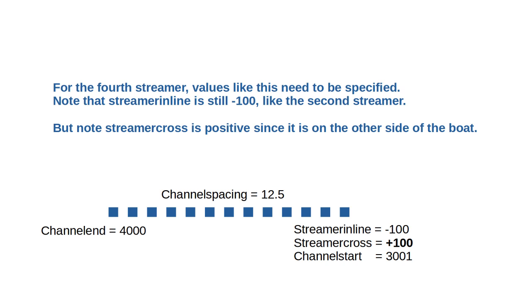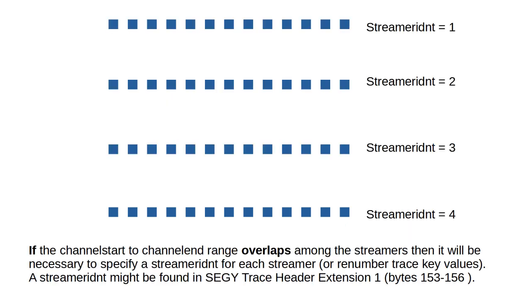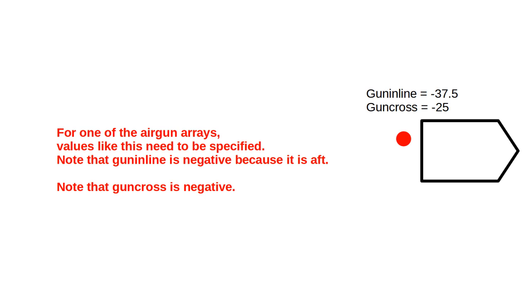If you are lucky, your traces will have completely different channel ranges for each streamer. If you are not quite so lucky, you may still find that your traces contain a streamer identifier. If not, you will have to renumber your channels or create a channel identifier somehow. You also need to define the crossline and inline offsets of the air gun arrays.